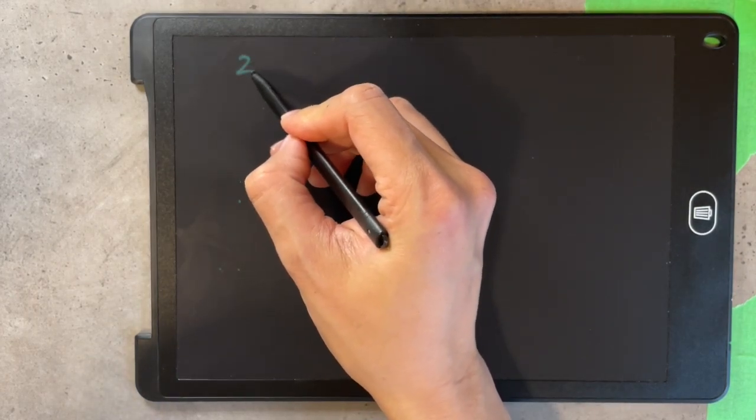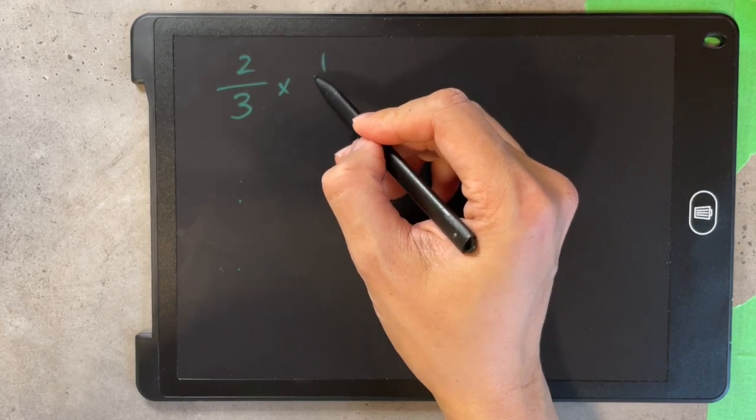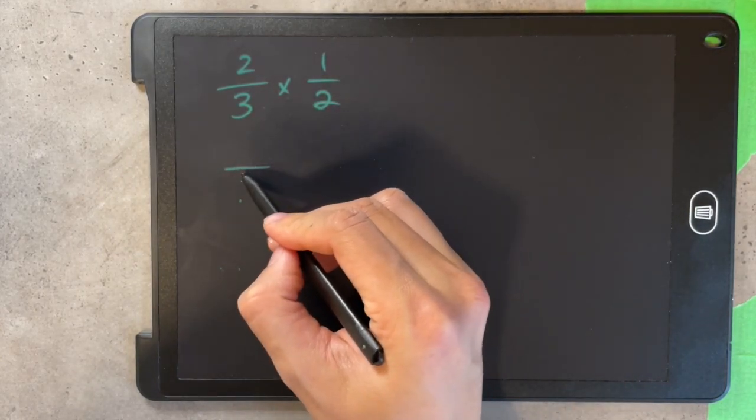Alright, now multiplying and dividing fractions is a little different. First of all, you don't have to convert the denominators to be the same. So if I have 2/3 multiplied by 1/2, this is not what you should do.